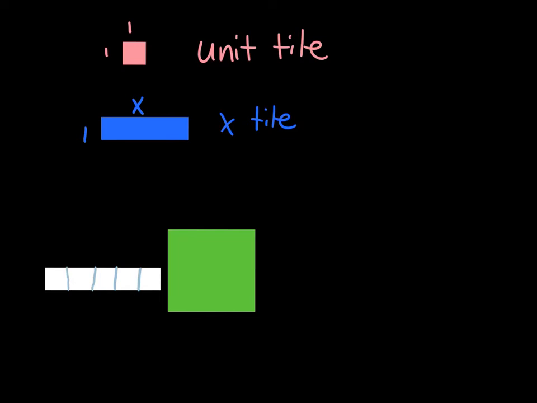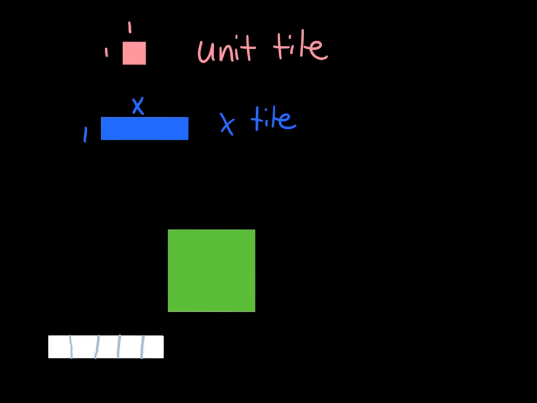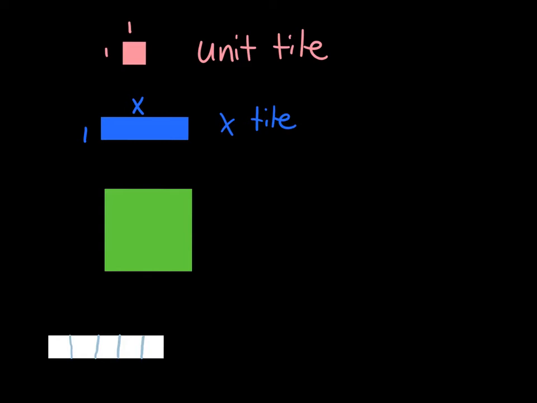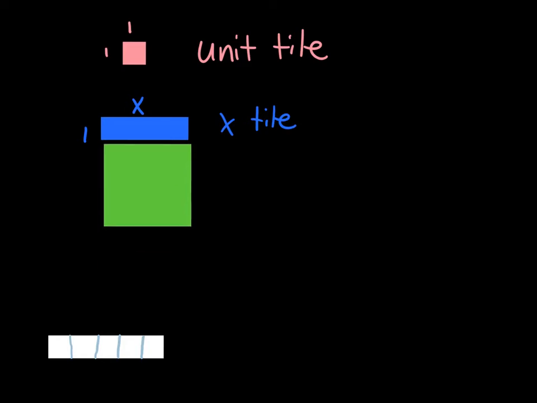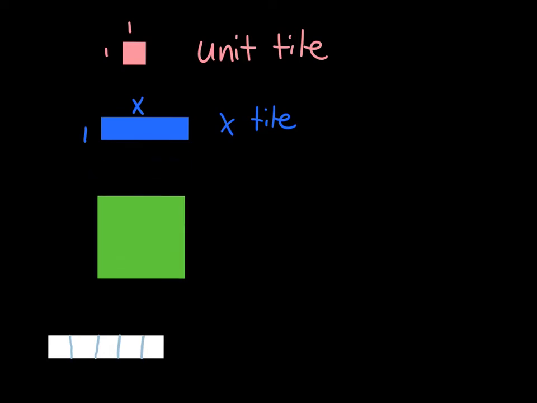We can also look at our green shape right here. And that doesn't line up with the unit tile, but it does line up with the x tile, and it's a square. So when we look at it, we can say that we have x along the top and x along the side. And that's going to be our x squared tile, because for the area of it, we have x times x, which is x squared. It's the same thing with the x tile, where we have x times 1, which is why it's the x tile, and then the unit tile is 1 times 1.